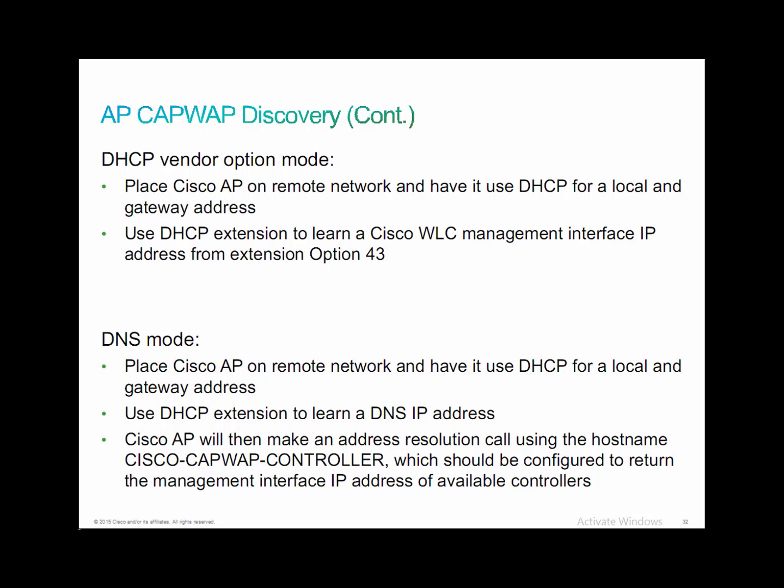The other choice you have is DNS, right? Set up option 6, set up option 15. If you recall, option 6 was the DNS option. Option 15 was the domain name option. The AP obtains the IP address of the DNS server from DHCP, and then it uses the Cisco-capwap-controller.local domain to discover the IP address of the controller.